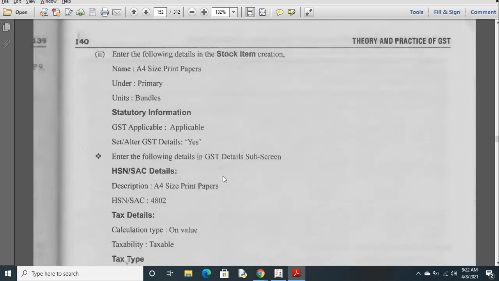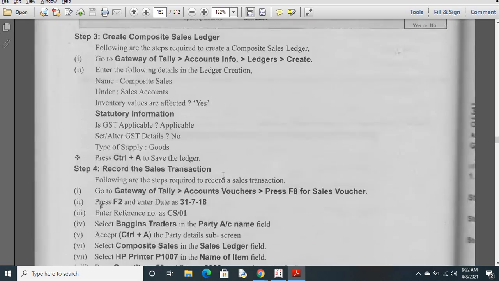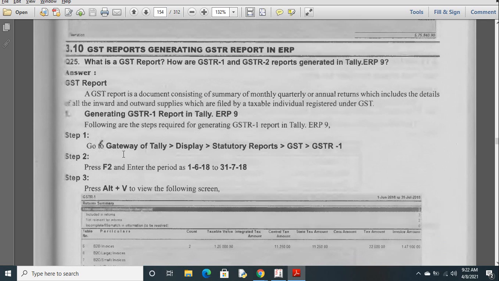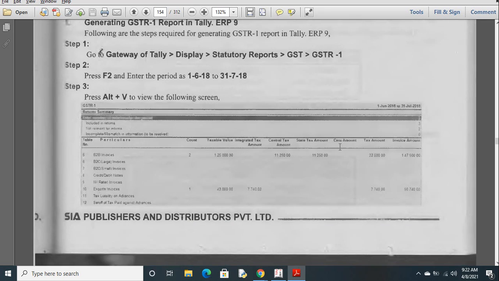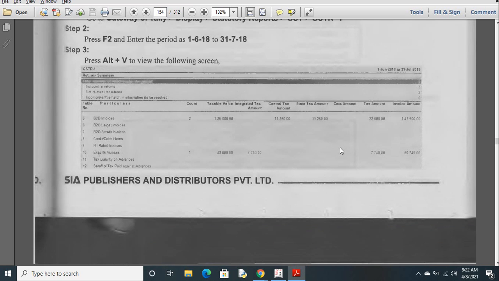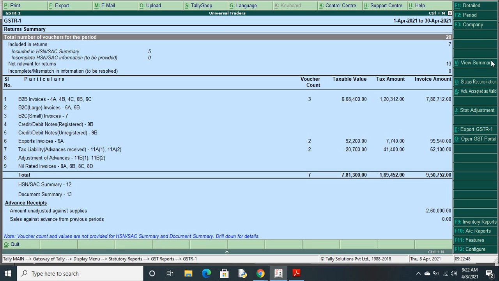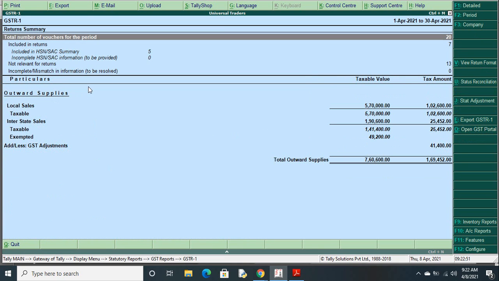Now the next topic we have in this: GST reports, generating GST reports in ERP. How to generate? Already we know. Go to Gateway of Tally, display statutory report, GST, GSTR1. The report will be generated. This is a complete summary of GST. Total outward supplies, taxable value, tax amount.